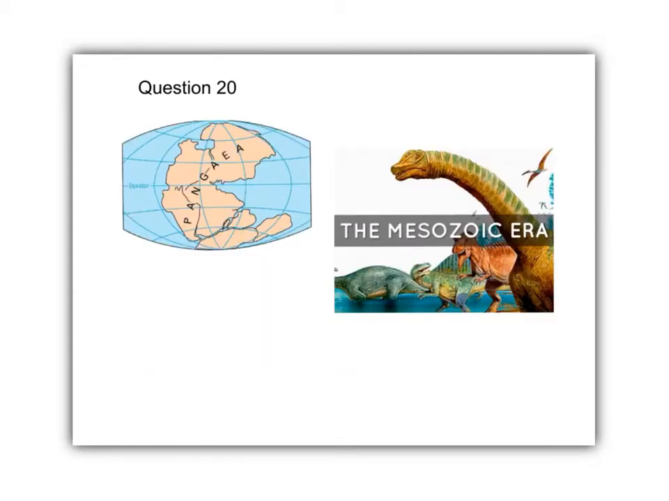Question 20. So, when did Pangaea break apart? Right here, Mesozoic era. So just remember that. That's when Pangaea began to break.